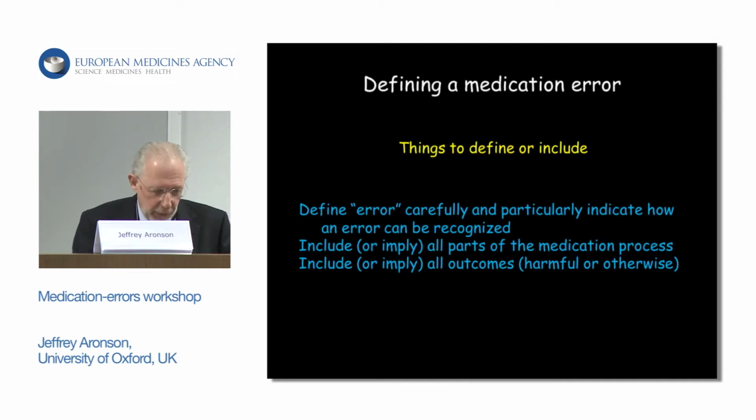So, from the brief survey that I've shown you of the previous definitions and a little bit about the meanings of the words and how they're used, we come to have a list of things that one ought to define or include in one's definition of a medication error. Firstly, we should define error carefully, and particularly if we can, indicate how an error can be recognized, because there is a difference between defining something and using that definition to recognize when an error occurs. That's really the difficult bit, I think.